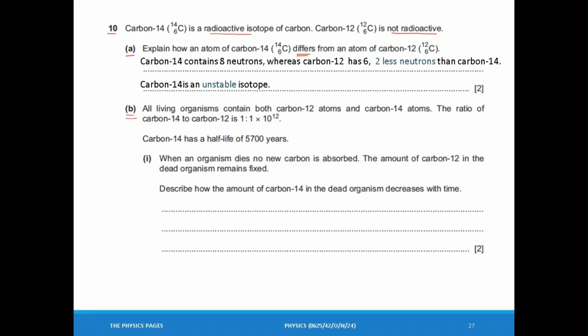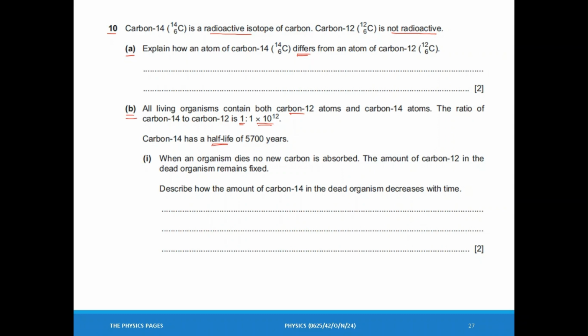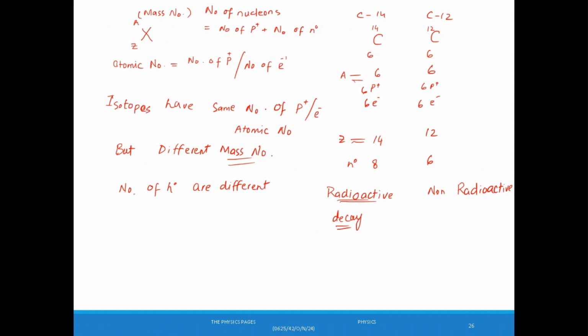Part B. All living organisms contain carbon 12 and carbon 14 atoms. The ratio of carbon 14 to carbon 12 is this: 1 for carbon 14, and 1 times 10 to the power 12 for carbon 12. Carbon 14 has a half life of 5,700 years.